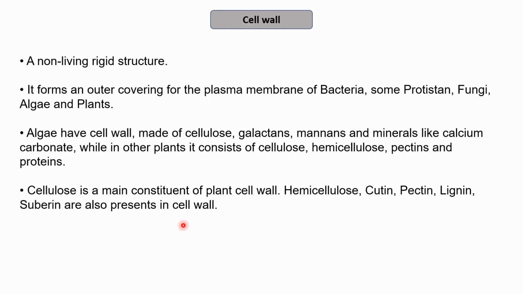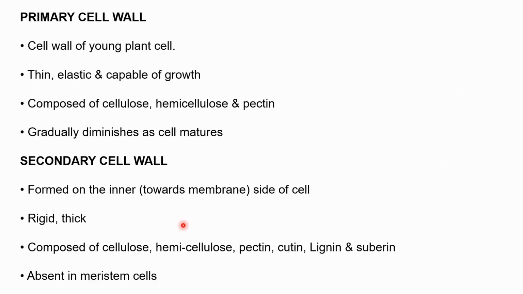The cell wall of the plant can further be divided into different types. It can be a primary cell wall, which then leads to the formation of a secondary cell wall. The primary cell wall, as the name suggests, is the first cell wall, and it is present in young plant cells. It is thin, elastic, and capable of growth. Its main composition is cellulose, hemicellulose, and pectin. But with time, as the cell matures, the primary cell wall gradually diminishes, leading to the formation of the secondary cell wall around it.